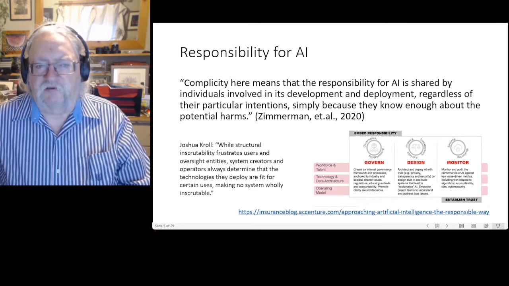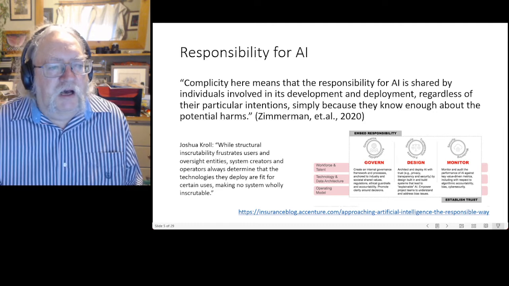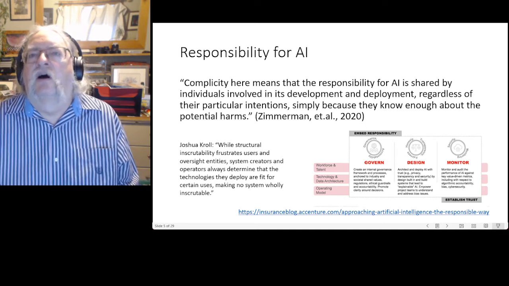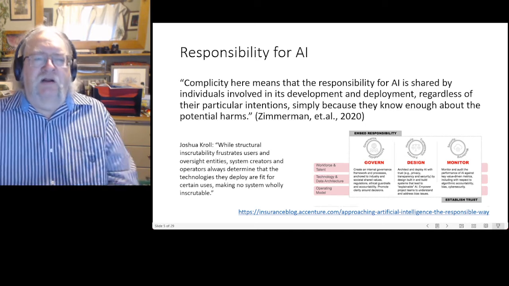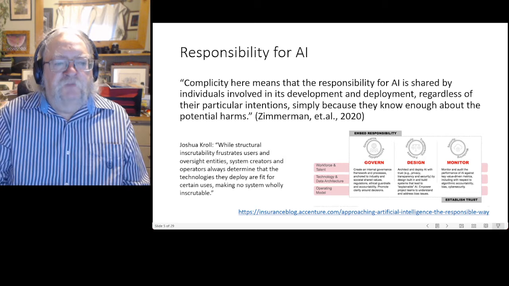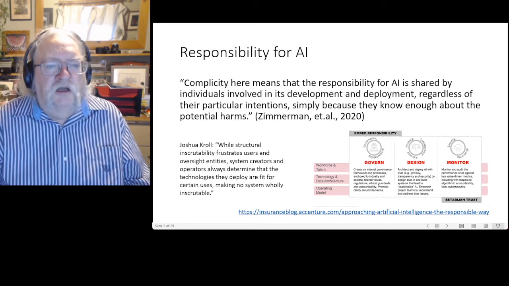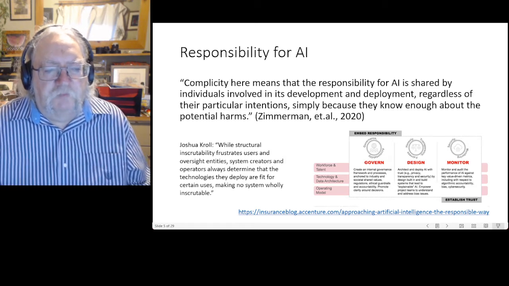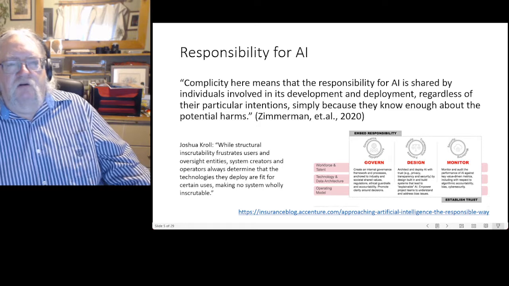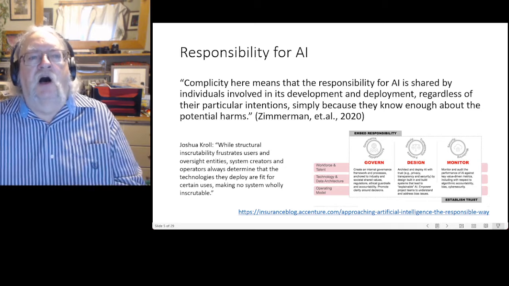Now, it might be argued that nobody could predict the outcomes of the AI. However, yes, AI is inscrutable. Yes, AI is difficult to predict, because we don't have simple rules that we can appeal to and determine the outcome of. But nonetheless, it's up to system creators and operators, to quote Joshua Kroll here, to determine that the technologies they deploy are fit for certain uses. So even though elements of the system are inscrutable, the overall application of the system is not inscrutable.